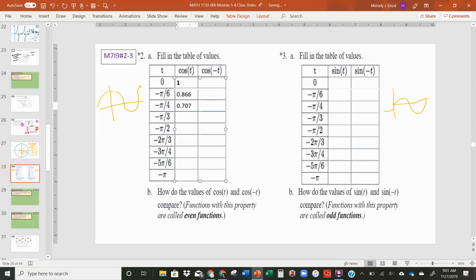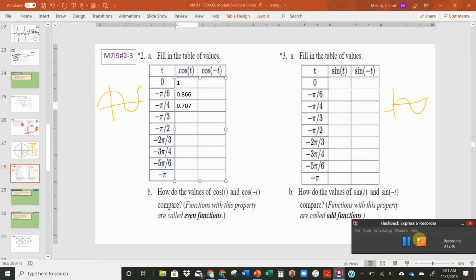Okay, so that's what I'd like for you to do: pause your video and consider what these values are as we move through here. I'm going to pause mine and do the same thing.